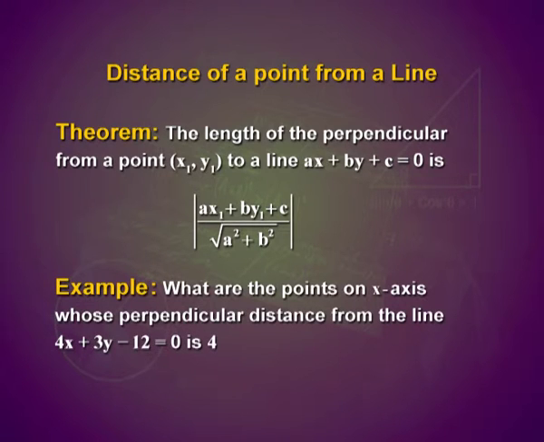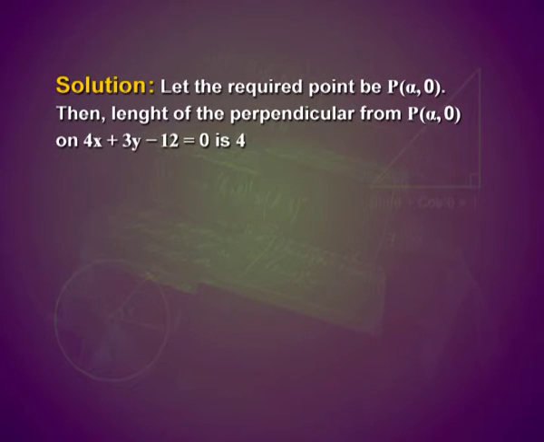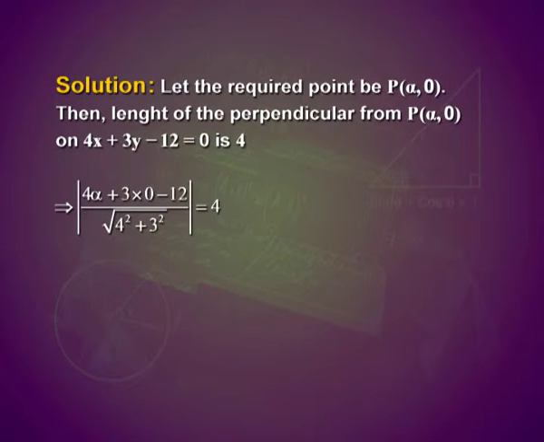What are the points on the x axis whose perpendicular distance from the line 4x + 3y = 12 is 4? Look into the solution. Let the required point be P(alpha, 0). The distance from P to 4x + 3y = 12 is 4. Therefore, we have absolute value of (4 alpha + 3 into 0 − 12) upon under root 4 square + 3 square is equal to 4.